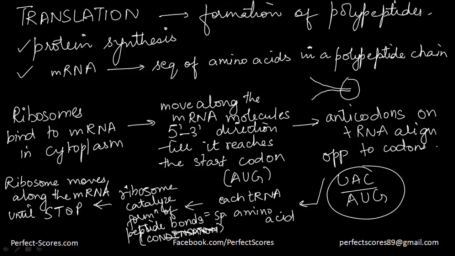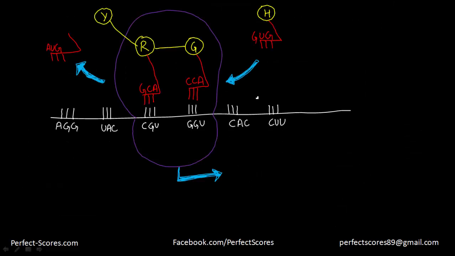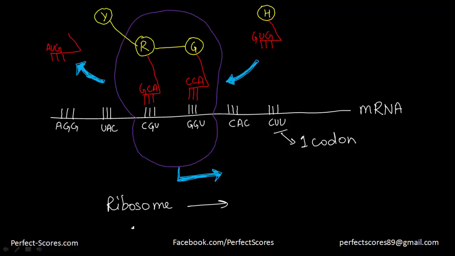Let me go ahead and draw a diagram so that it's much clearer to you. This is a diagram. This big structure that you can see, the purple colored one, is the ribosome. This strand that you can see is the strand of messenger RNA, and this is one codon. The blue colored arrows show movement. The direction of the ribosome is this way, and it moves in a 5-3 direction on the strand.